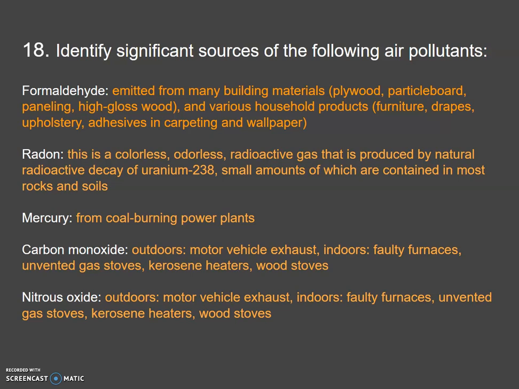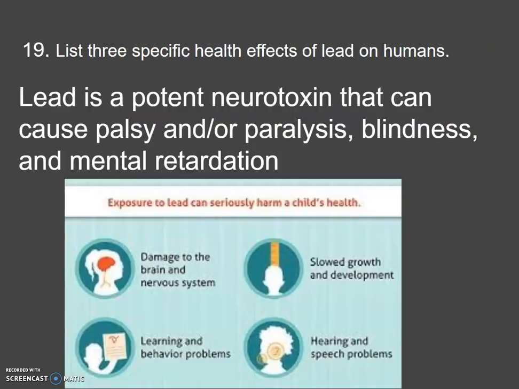And then nitrous oxide. Outdoors, again, that's motor vehicle exhaust. Indoors, same thing: furnaces, unvented gas stoves, kerosene heaters, wood stoves. Three specific health effects of lead on humans: it's a potent neurotoxin. It can cause palsy, paralysis, blindness, and mental retardation.